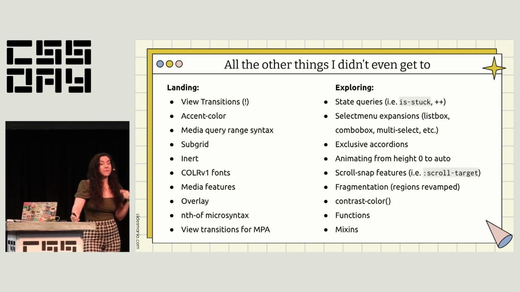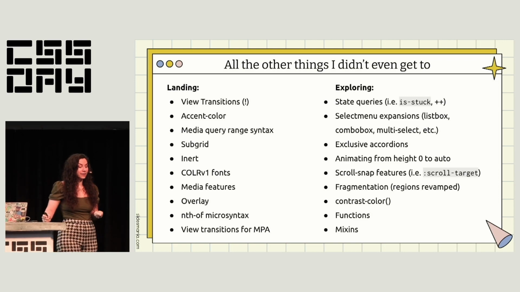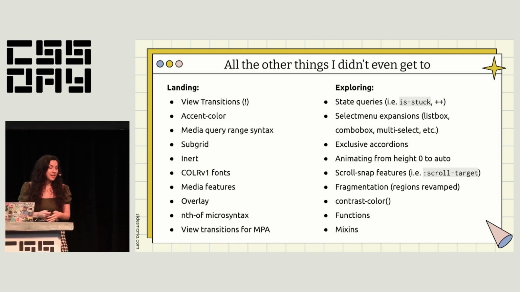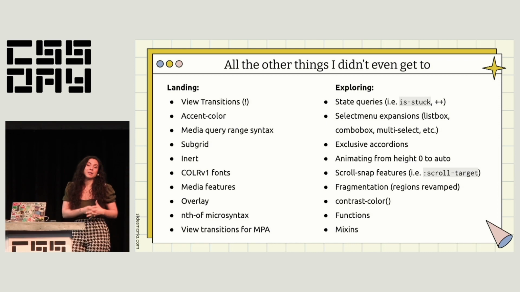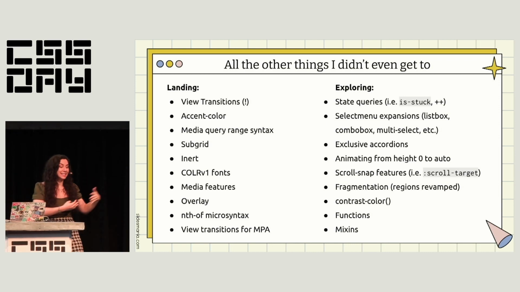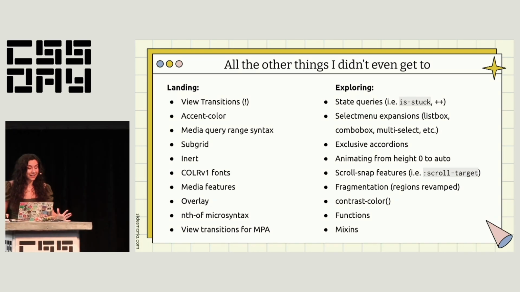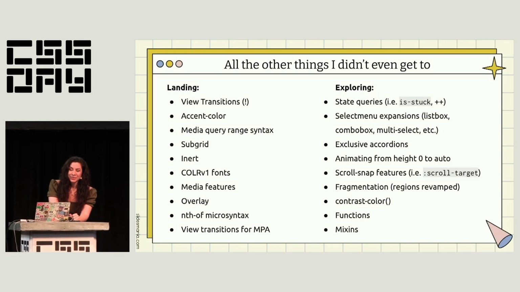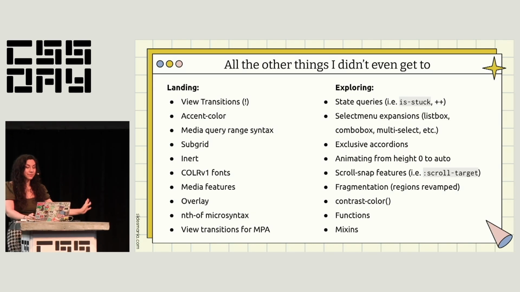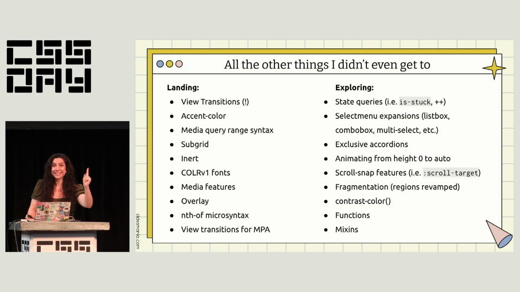So these are things like view transitions that you'll hear more about later, accent color landed, media query range syntax, like the way that we write media queries has changed, and container queries, subgrid, which is actively being worked on and will hopefully be landing very shortly, inert, color fonts, there's new media features and overlay, there's the nth-of micro syntax for better selection, and view transitions for MPAs too, not just SPAs. And we're also exploring state queries. We actually did get to show you because that was cool, and Bruno is here.